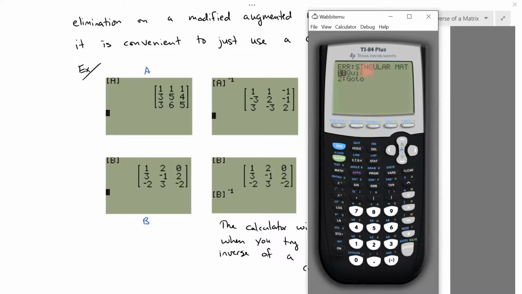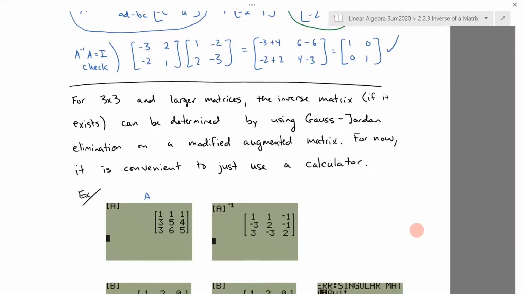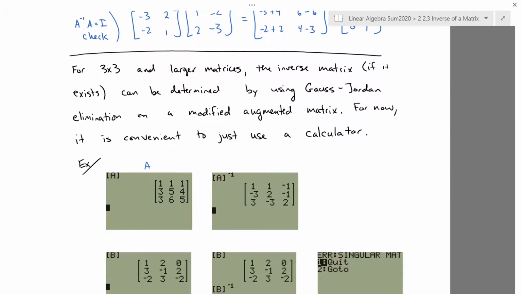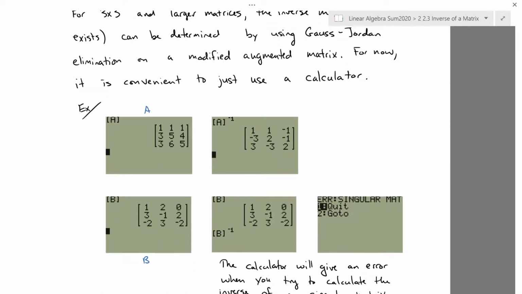So I got an error where it states that B is a singular matrix. So again, singular means it's not invertible. And so in the case where the inverse of a matrix doesn't exist, it'll produce this error. Okay, so this is for 3x3 matrices, but larger matrices, again, you can just put it into the calculator like this.